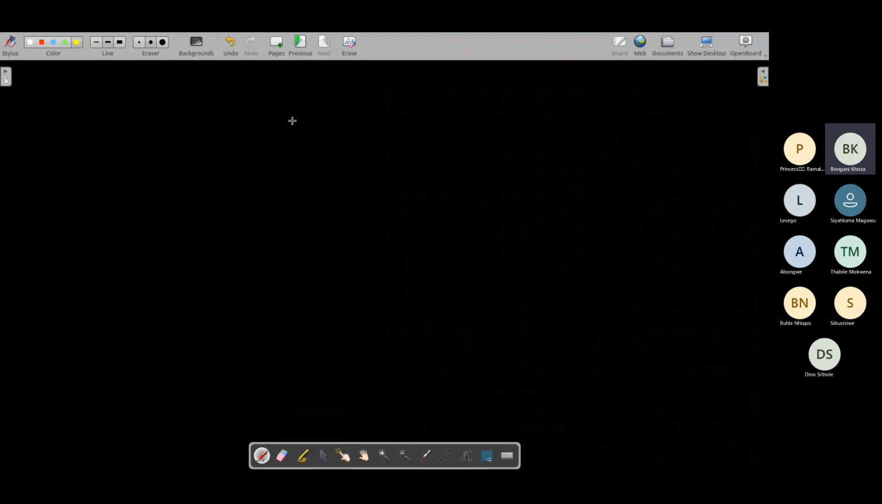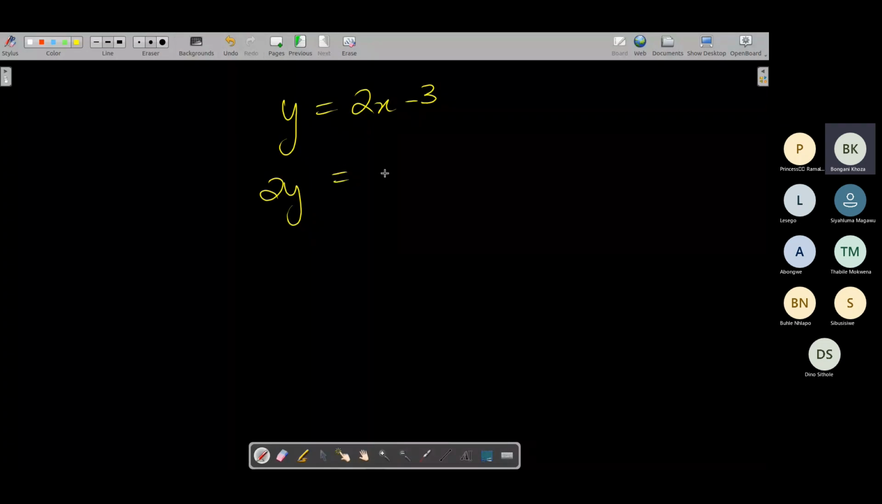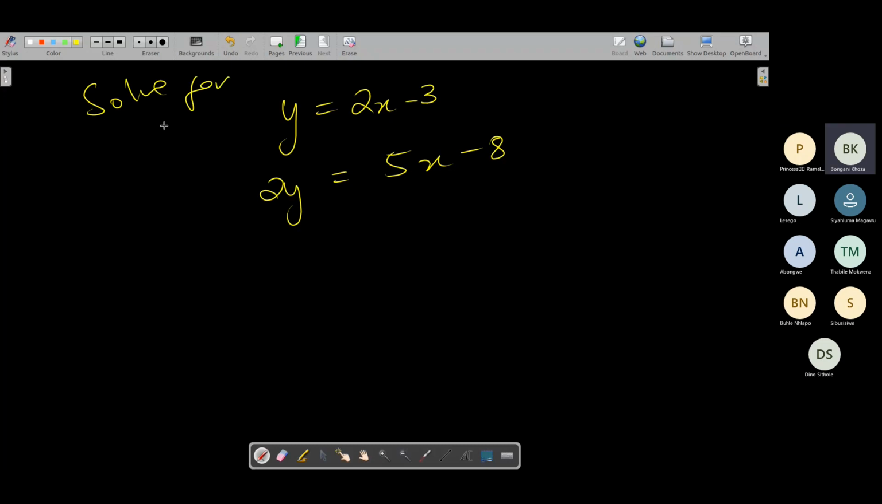So let's look at this one. We're given y equals 2x minus 3, and the other one is 2y equals 5x minus 8. What we are trying to do, your question will say maybe solve for x and y. So we're solving for both of those.